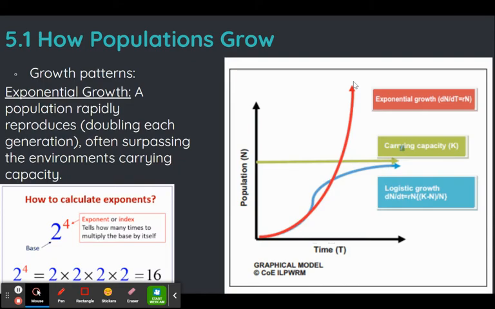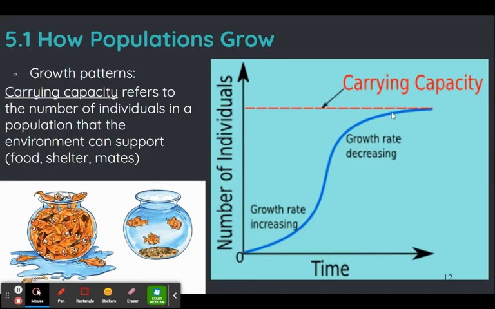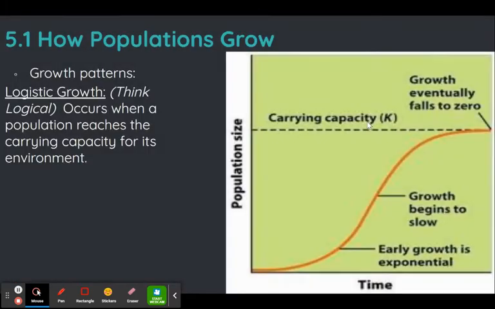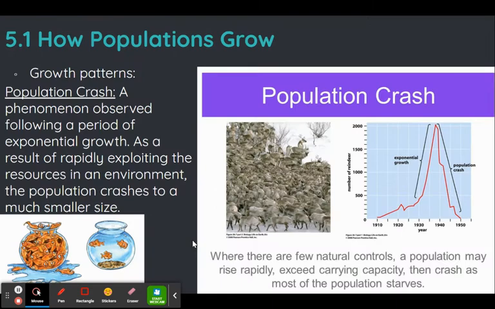Think for a moment what could happen here. We've gone beyond the carrying capacity, which, as you remember, is the amount of resources that the environment can support. So very often in exponential growth patterns, you end up with something called a population crash. You don't see a leveling off or a slowing down of population size. You see the population crash because now there are not enough resources for anyone. The environment has been exploited and the population crashes.